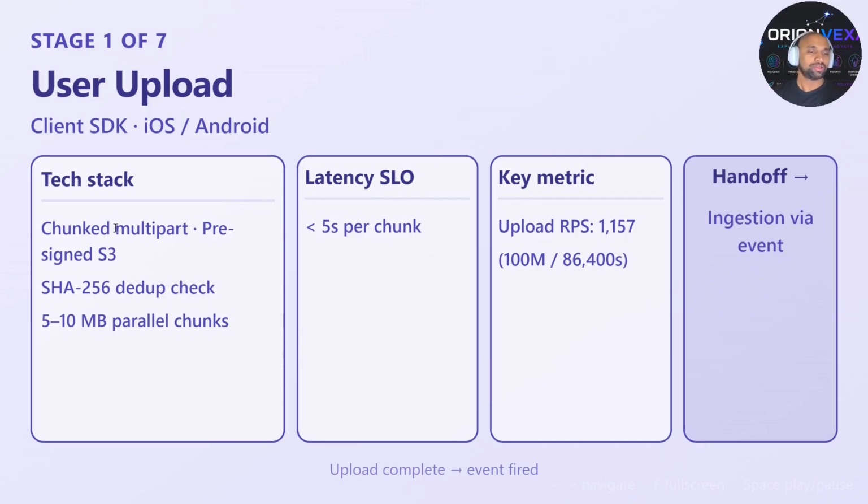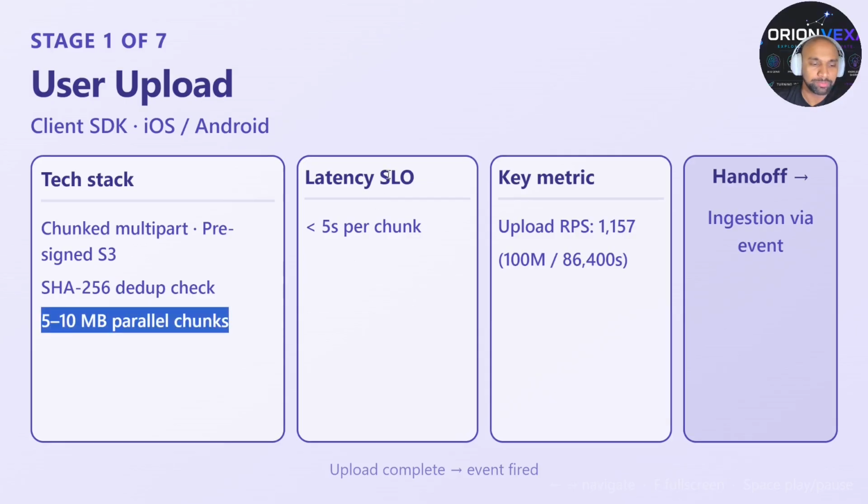Okay. First, the user uploads the data. Uploading means chunked multipart upload moving to the pre-signed S3 bucket. That goes through the dedupe check using SHA-256 and is converted into 5 to 10 MB parallel chunks. Then it goes through the SLO. The SLO is less than 5 seconds per chunk.